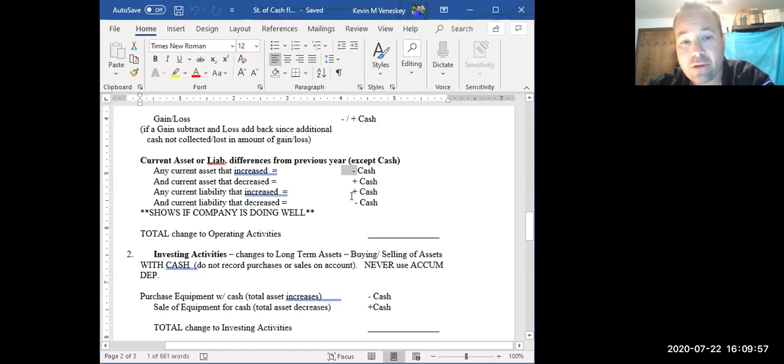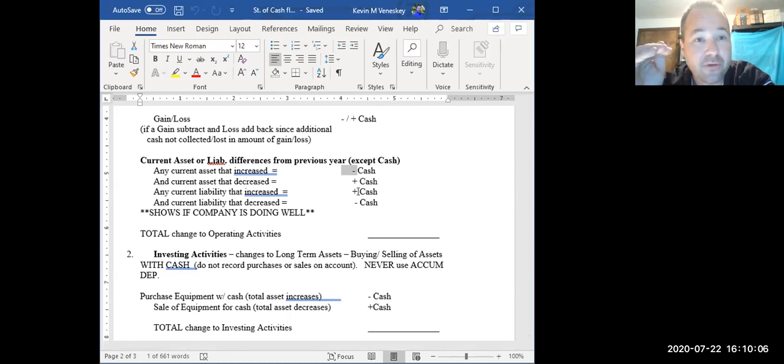Because if our current liabilities go up, so think of like accounts payable. If I owe somebody 2,000, but now I owe them 5, that means I didn't pay the money. I expensed something perhaps, but I didn't pay it off. So it looks like I spent the money, but I really didn't. So I'm going to add that cash back because I temporarily saved the money.